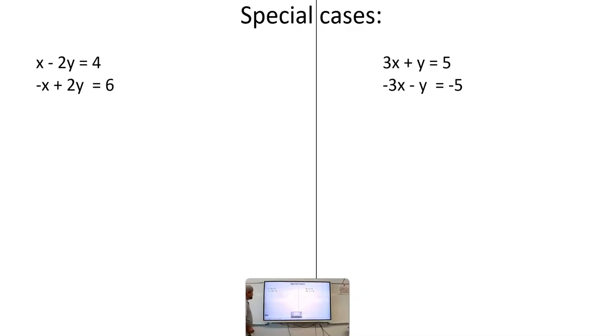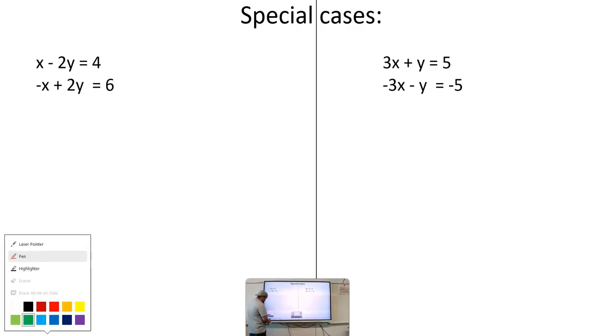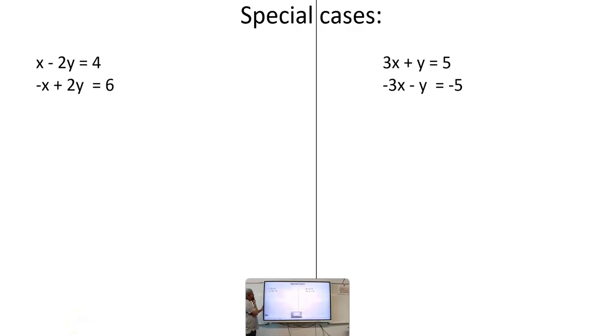Special cases. Let's go over these really quick. This is similar to what we did in our last unit. So notice on this one, I'm going to add them together. What is x plus negative x? That's 0. It disappears. What is negative 2y plus 2y? That's 0. It also disappears.